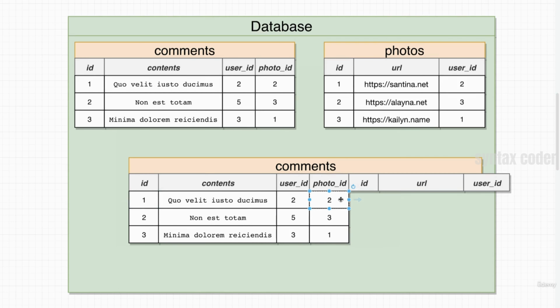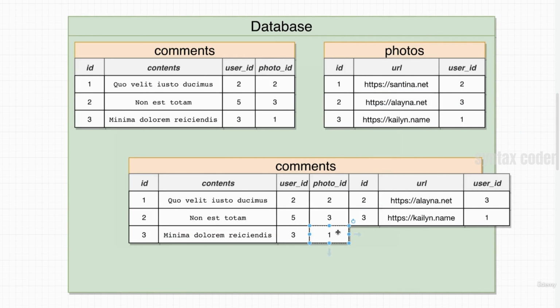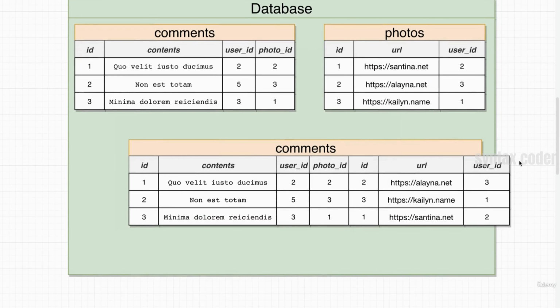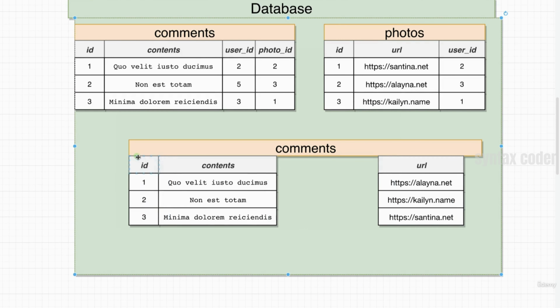So in this case, the first comment has a photo ID of 2. So we would take that record right there and put it here. Next up, a photo ID of 3. So take the photo with ID 3. And then finally, the photo with ID 1. That'd be the first one right there. And then finally, we only care about the contents and the URL. So we can just forget all the other columns and only select contents and URL.